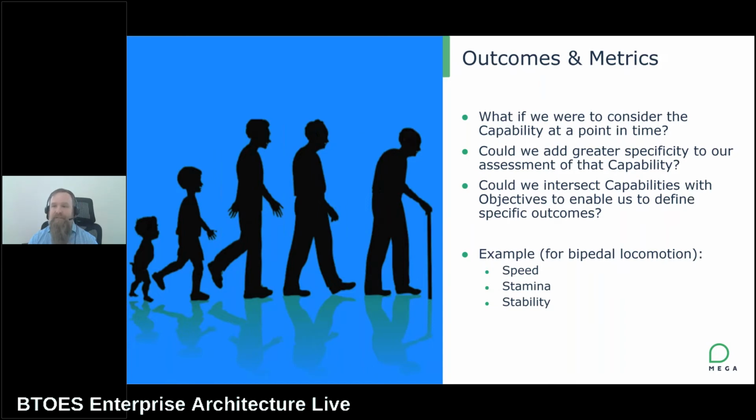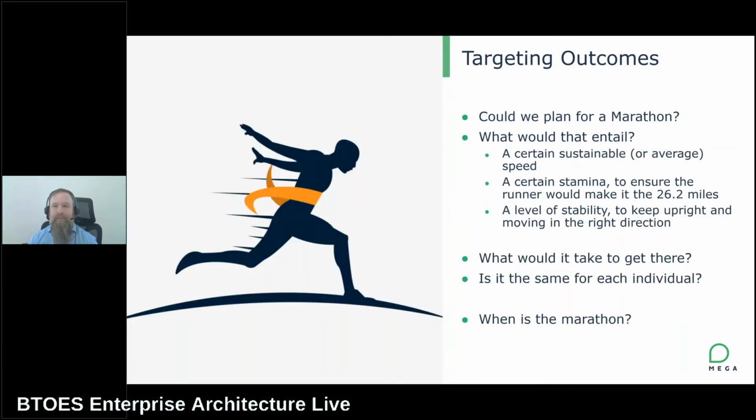So if I understand the strategy, I can look back to these capabilities and define their level of performance needed in order to fulfill that strategy. Continuing with my human example, if my strategy were to participate in a marathon and the outcome is I want to complete that marathon successfully, then I would look at that speed, stamina, and stability and say, what do I need to increase those metrics to achieve the outcome that I'm looking for?